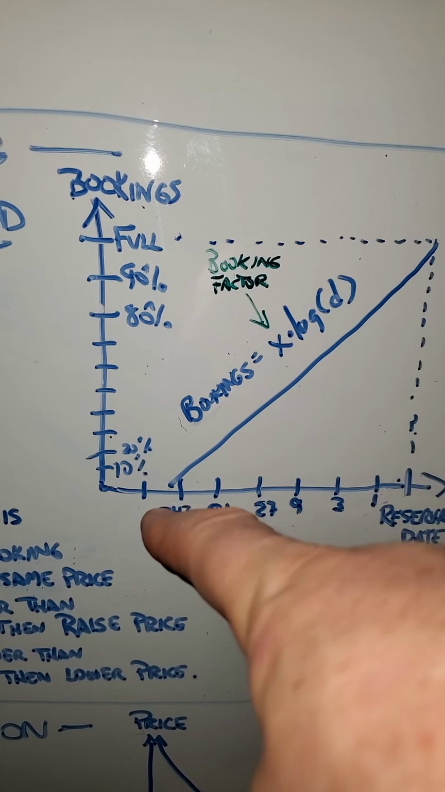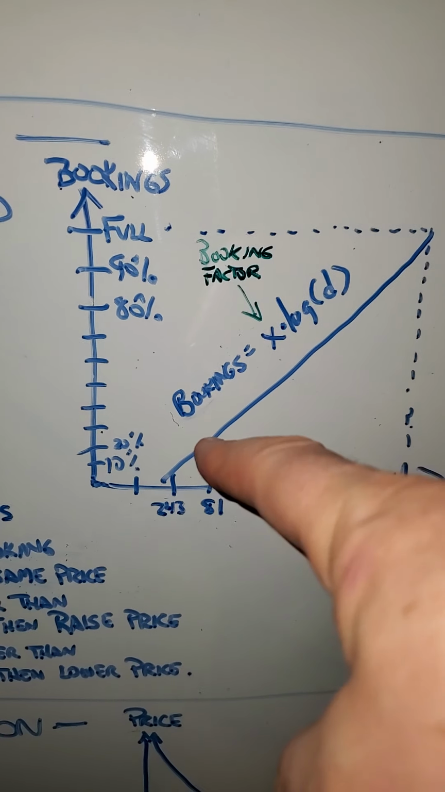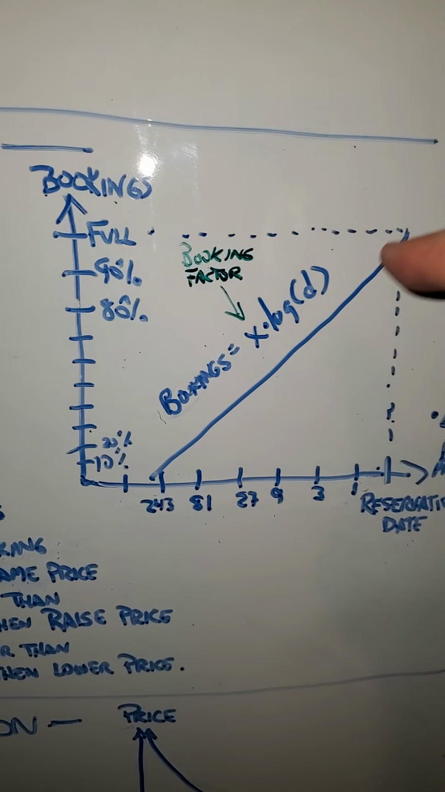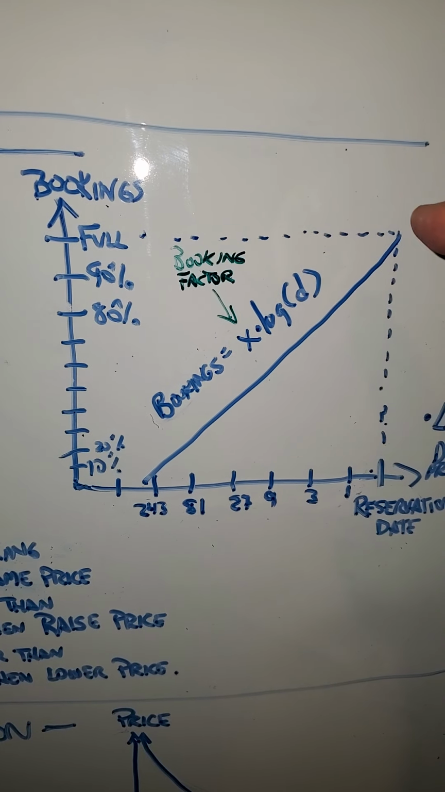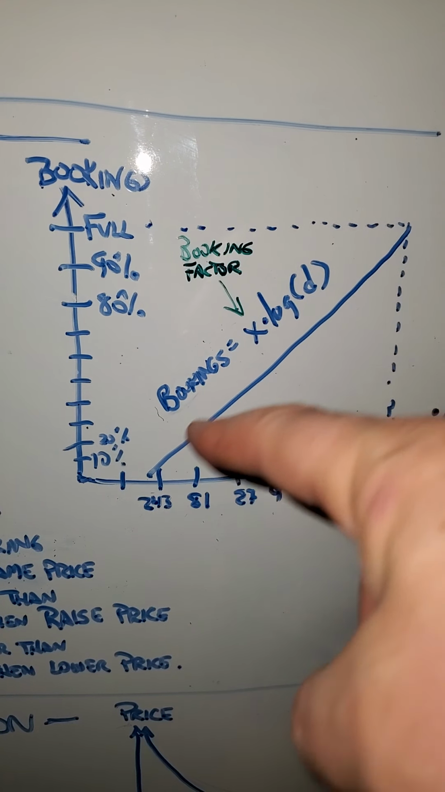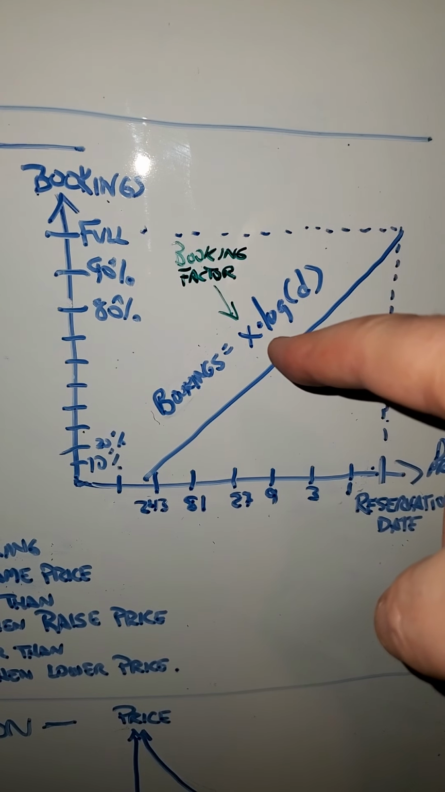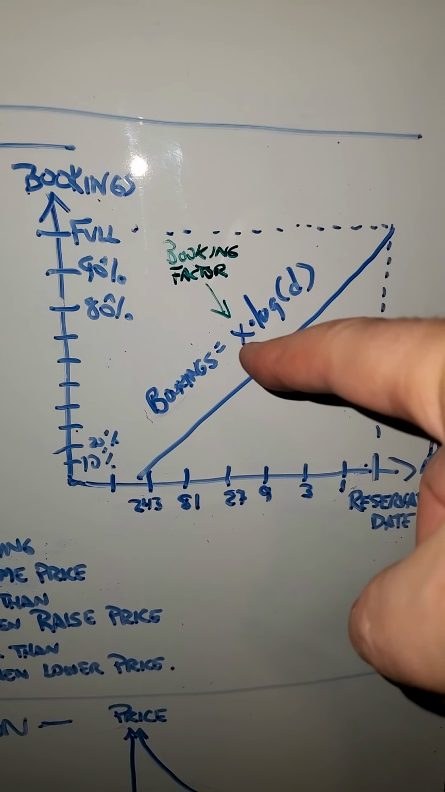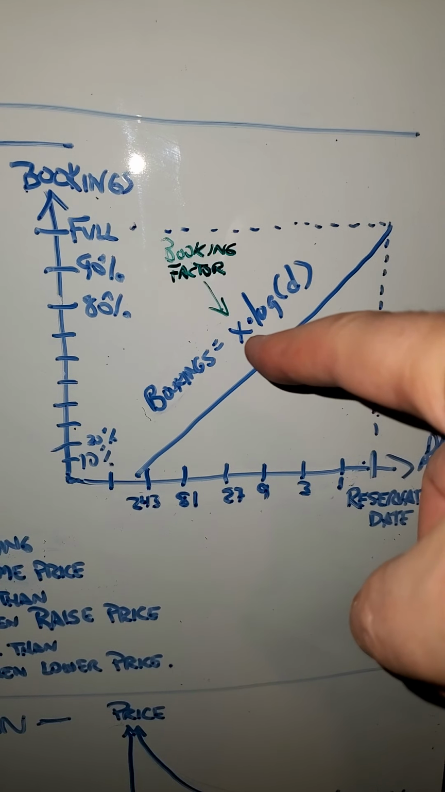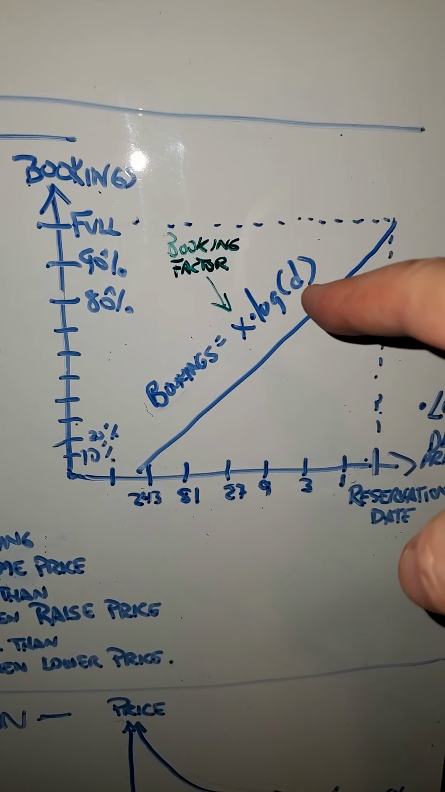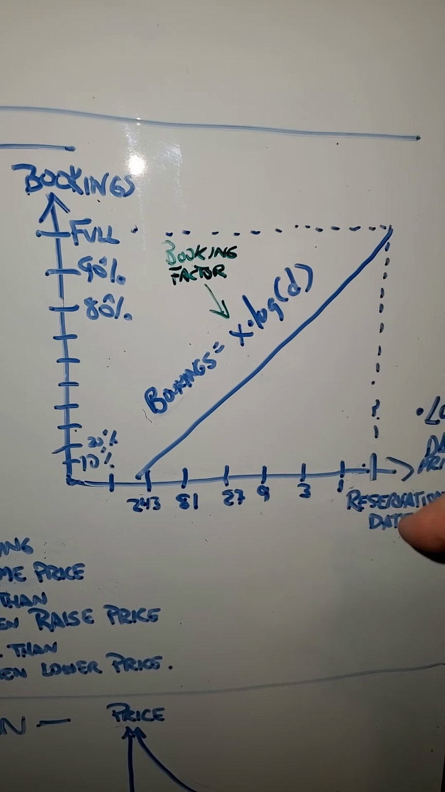Because of that, this line here is my ideal booking rate. That line would be defined by this formula: bookings equals some booking factor x times the log of the days prior to the reservation date.